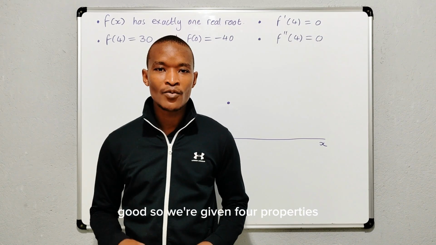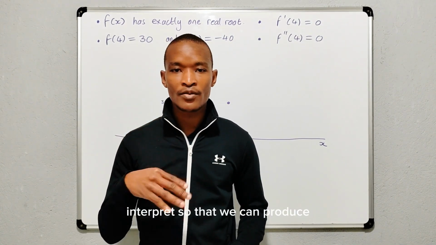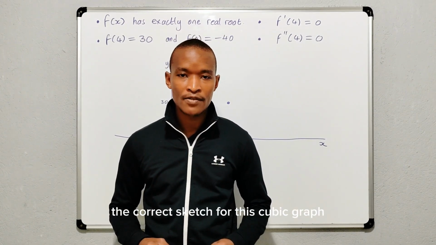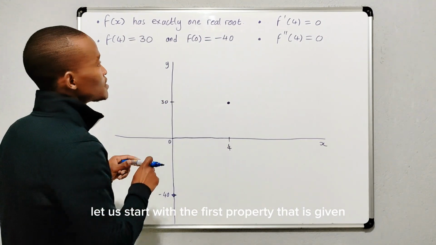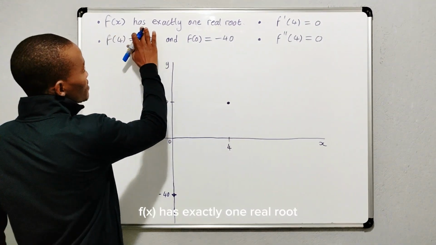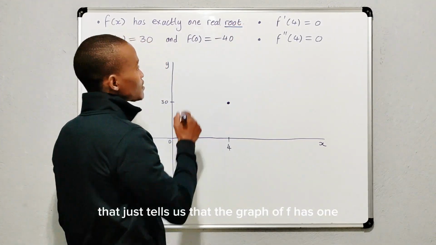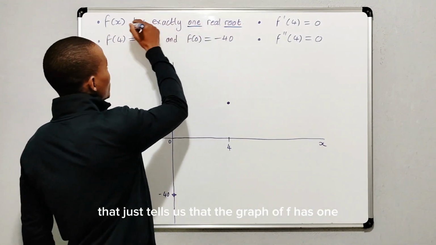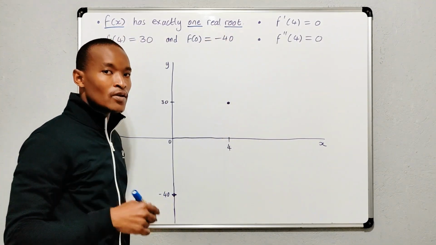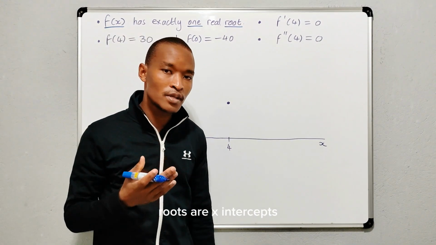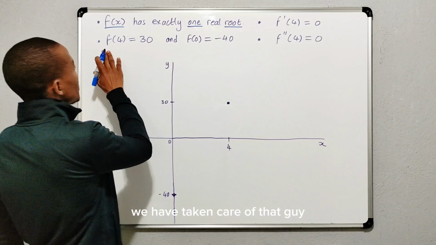Good. So we're given 4 properties that we need to read, analyze, and interpret so that we can produce the correct sketch for this cubic graph. Let us start with the first property that is given. f of x has exactly one real root. That just tells us that the graph of f has one x-intercept. You recall that roots are x-intercepts. So we have taken care of that guy.